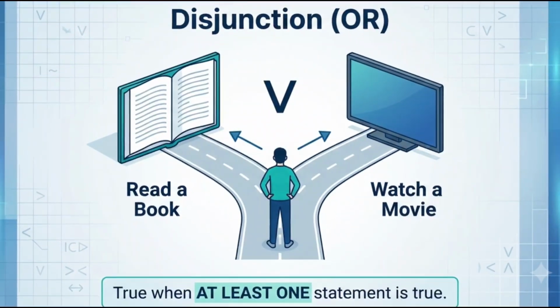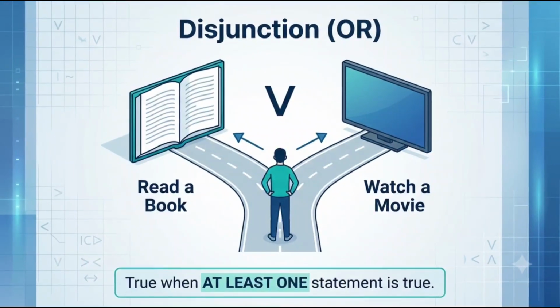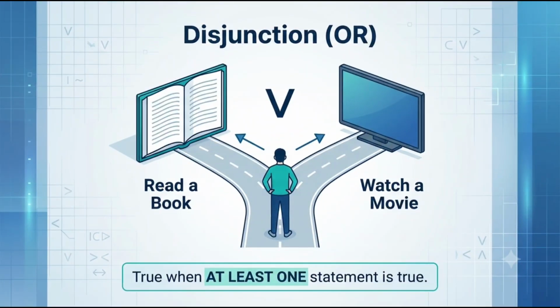The third connective is disjunction, represented by a symbol that looks like a V. It joins statements using the word or. For example, I will read a book or watch a movie. In logic, this usually means at least one statement is true. A disjunction is false only when both statements are false.